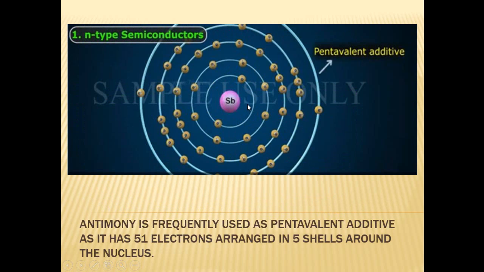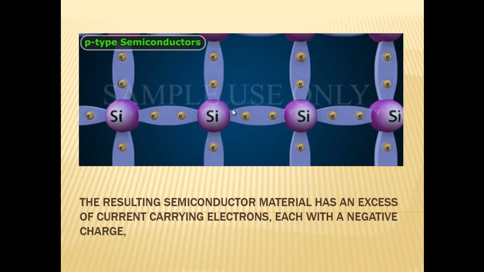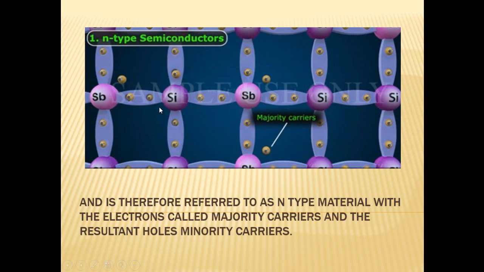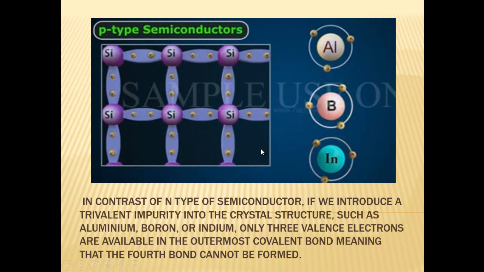Antimony, Sb, is frequently used as a pentavalent additive as it has 51 electrons arranged in 5 shells around the nucleus. The resulting semiconductor material has an excess of current-carrying electrons, each with a negative charge, and is therefore referred to as N-type material, with the electrons called majority carriers and the resultant holes minority carriers.